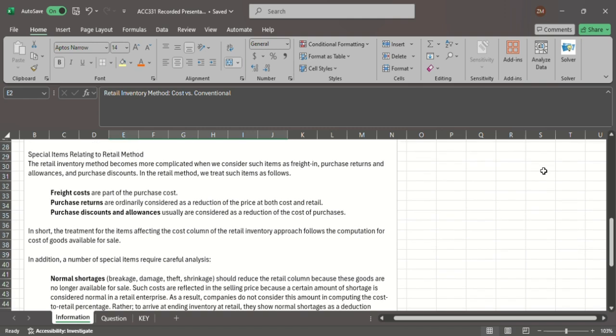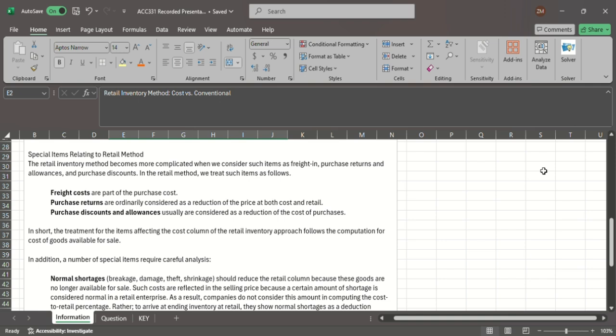So here's some special items relating to the retail method. The retail inventory method becomes more complicated when we consider items such as freight in, purchase returns and allowances, and purchase discounts. In the retail method, we treat such items as follows. Freight in costs are part of the purchase costs. Purchase returns are ordinarily considered as a reduction of the price at both cost and retail. Purchase discounts and allowances are usually considered as a reduction in the cost of purchases.